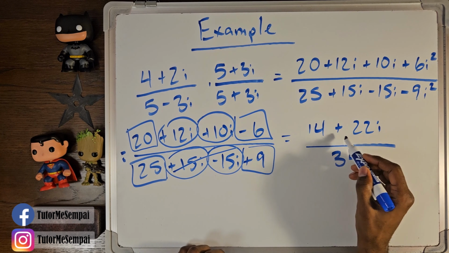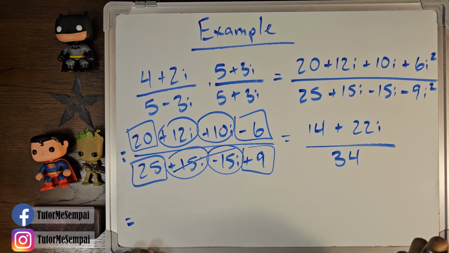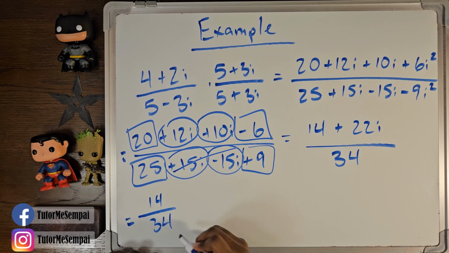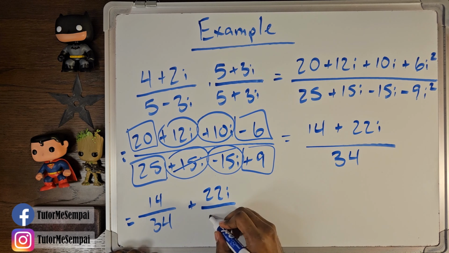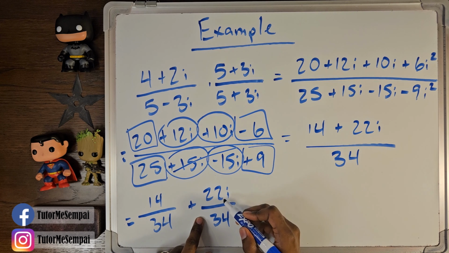We have 14 plus 22i all over 34. Well, we're going to just break that up. 14 over 34 plus 22i over 34. Now this looks a little bit closer. However, we have this 22i in our numerator.